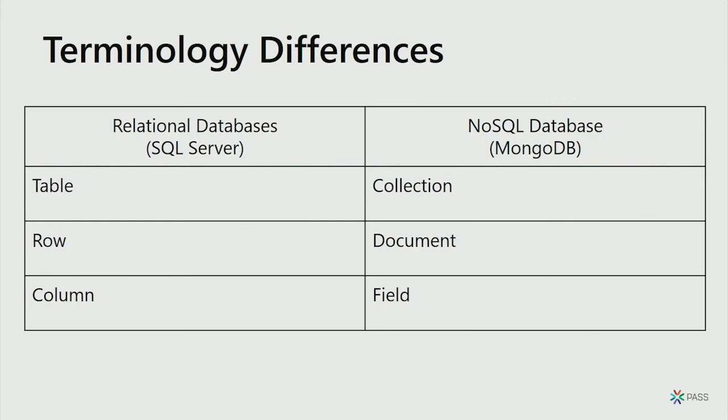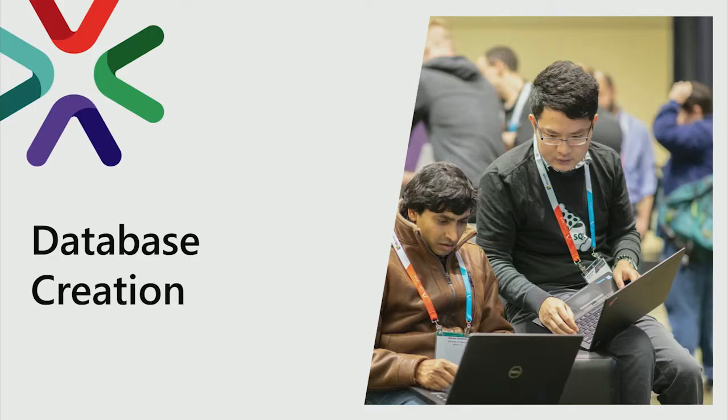Some quick terminology differences before I get into how you do some of the things in Mongo. A table in the relational world is a collection, a row is a document, and a column is a field. So if I'm referencing a collection, just in your mind say, okay, he means table. The first thing I'm going to walk you through is how you create a database. And just like SQL Server, there's probably a million ways to do each of these things. So if the way I do it isn't the best way, don't get hung up on that.